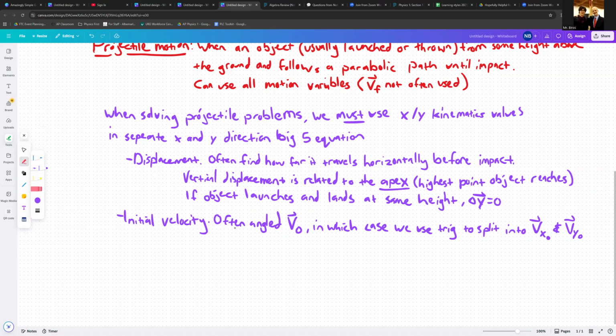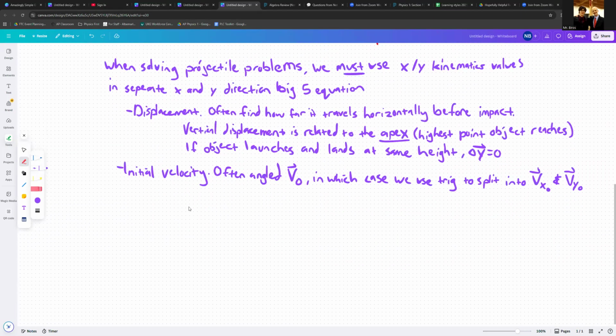We'll also mention one specific case of projectiles: sometimes there's only a horizontal initial velocity, which makes it easier because then you only have a vx initial and you don't have any vy initial. But we'll look at that in a bit. All right, acceleration. For projectiles, there's a couple really important things for acceleration.